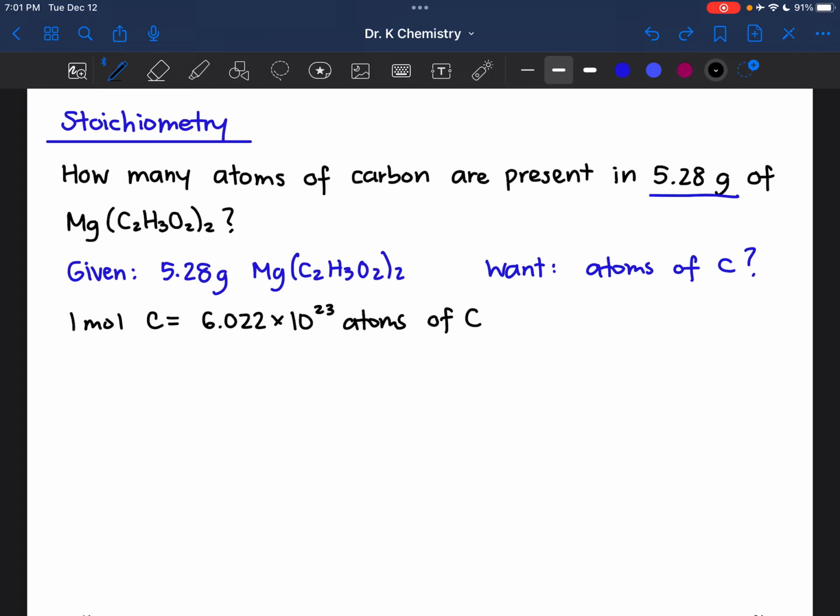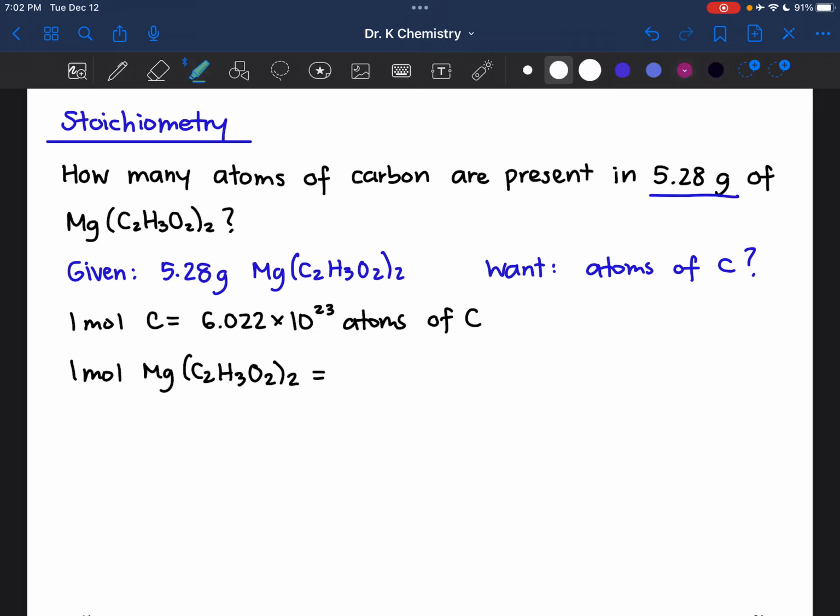So then the next question we have to ask ourselves is, okay, well, if we can go from moles of carbon to atoms of carbon, then the next natural way of solving that is to look for moles of carbon in that particular formula, and we can work our way backwards. So let's say hypothetically that we had 1 mole of magnesium acetate.